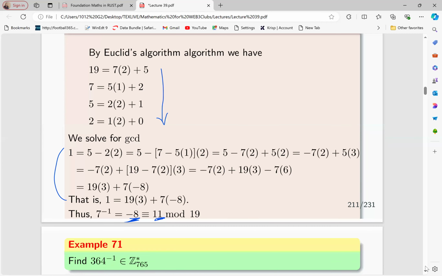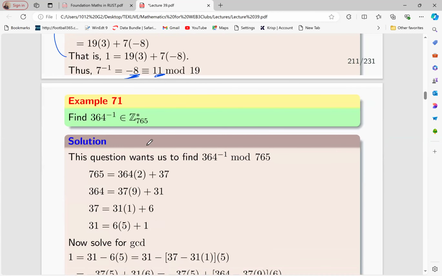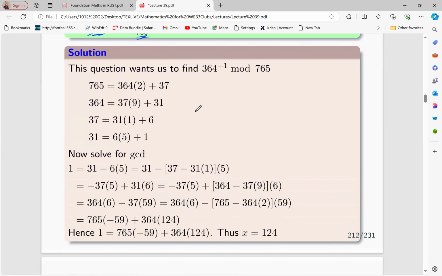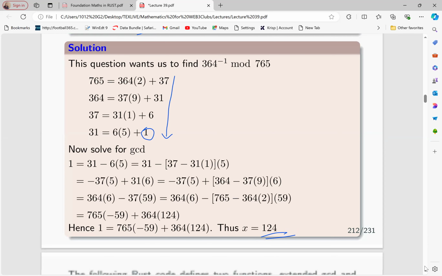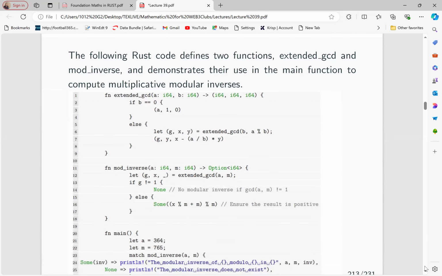So we have that. Using the same logic again, we can get the inverse of 364 mod 765. This again is a multiplicative group. For that inverse, this is the extended Euclidean algorithm up to there, where the GCD is 1. And then when you reverse, you get your inverse as 124. Now let's look at how the Rust code works to get that.